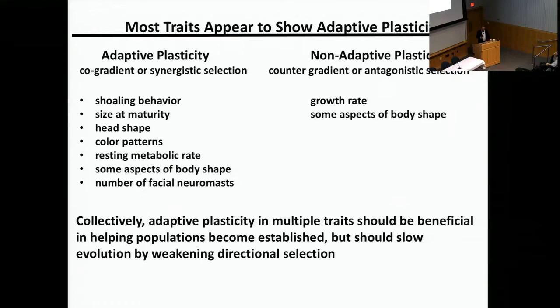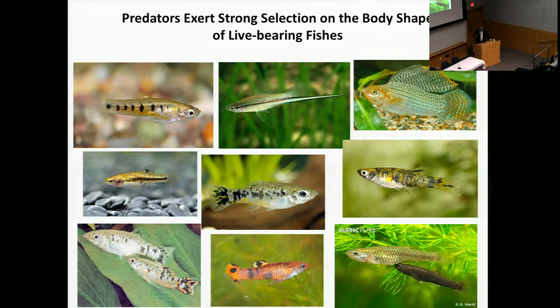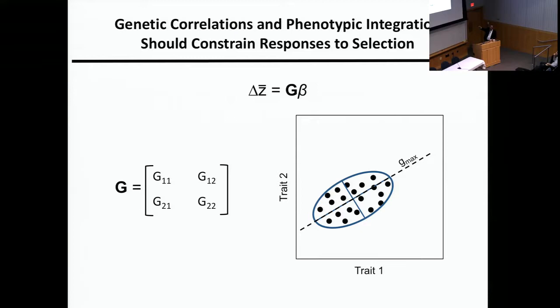What about trait correlations? All of these traits that we've looked at so far, we've looked at in isolation. But we know traits aren't independent. And so we wanted another phenotype that captures more of the multivariate aspect of integration and trait correlations. And for that, we looked at body shape. So we know that predators exert strong selection on body shape, especially in live-bearing fish. And body shape is an inherently complex multivariate trait. And so we're really interested now in focusing on the patterns of covariance and correlation across traits.